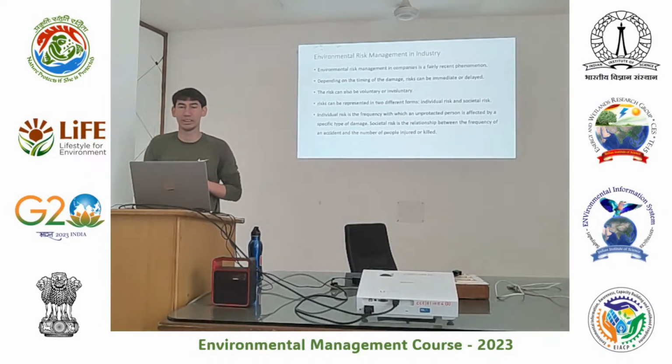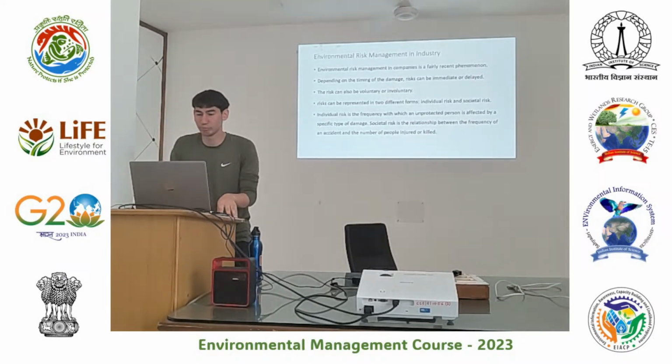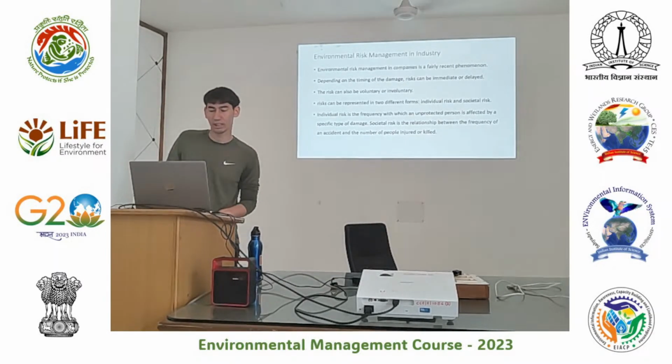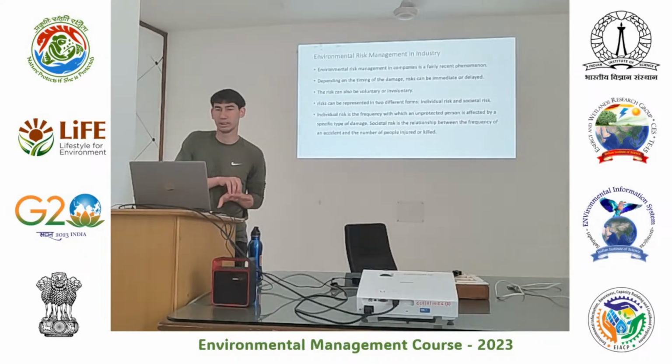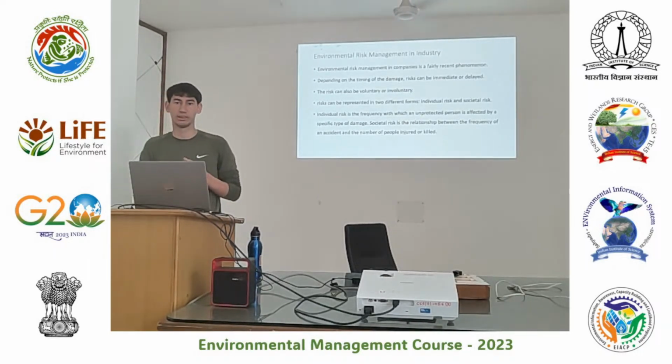Environmental risk management in industry. Environmental risk management in companies is a fairly different phenomenon. Depending on the timing of the damage, it can be immediate or delayed. It is immediate if, for example, gas leaks in a certain company, so it can affect people immediately, and for some people it is a delayed reaction because of the radiation or genetics.